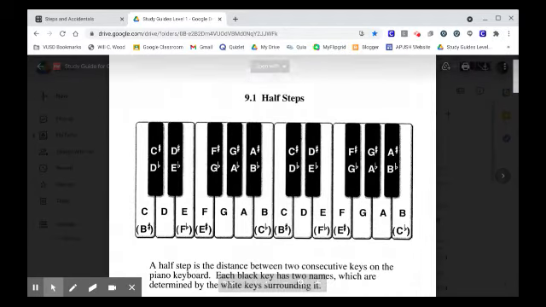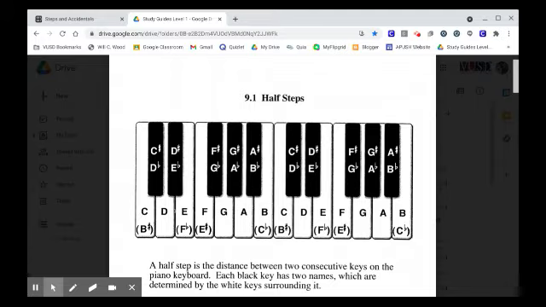Alright, so I'm going to play this on the piano and also use my little cursor to show which keys I'm playing. So from E to F, that would be a half step. However, if we went from E to F sharp over here, that'd be a whole step. You also go from F sharp to G sharp, that would be a whole step. Or F sharp to G, that'd be a half step.